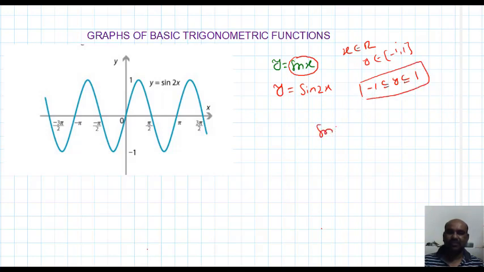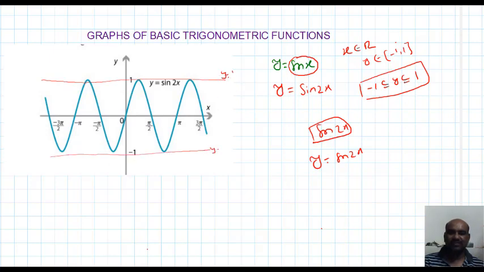The important thing is sin 2x. How can you draw the graph of y equal to sin 2x? Take different values of x, you get different y values. Plot all those points on the coordinate plane. Again, you will get a graph in the shape of y equal to sin x only. This graph is also bounded by two straight lines: one is y equal to 1, another is y equal to -1.